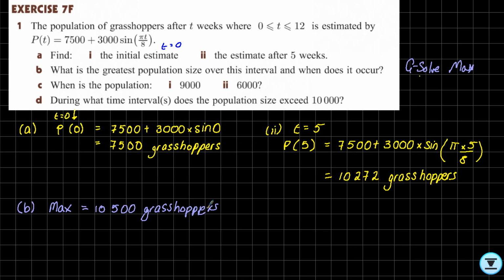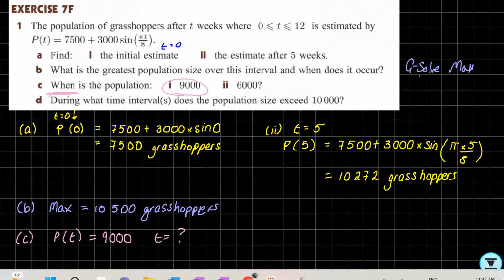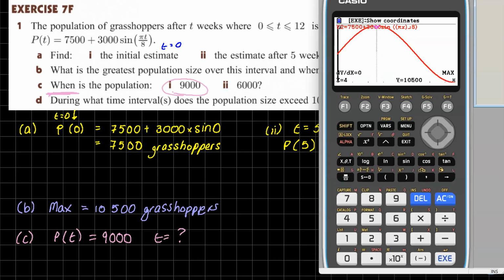What is the population, when, read the question properly. When is the population 9,000? So for C, we're going P of what time? So P of T equals 9,000. If you wanted to, you can even say, I'm trying to find the time. It comes to our calculator. And where do we go?